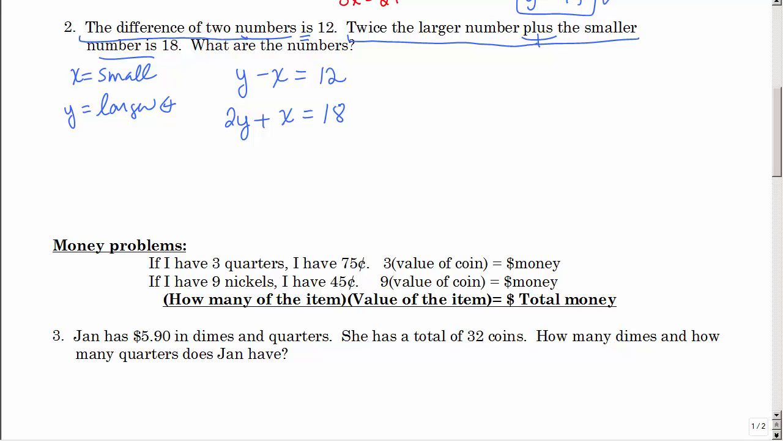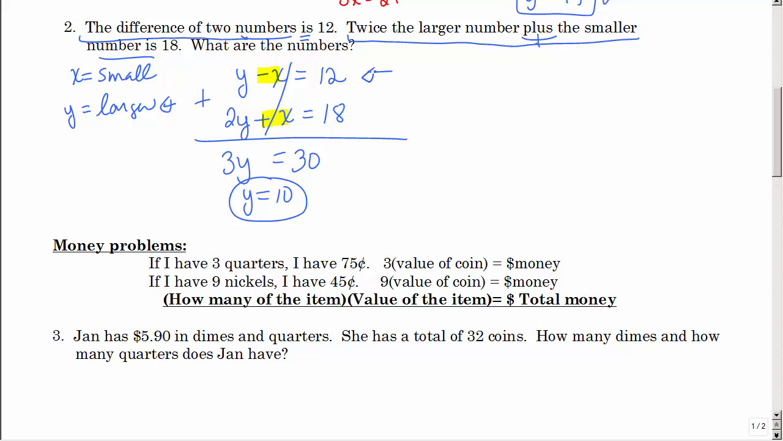Again, I could use the substitution method, but this one looks really set up for the elimination method because if I just add those together, my x's are going to be eliminated. So that's what I'm going to do. I'm going to get 3y equals 30. So y is 10. Not done, because I have to find both the larger and the smaller.